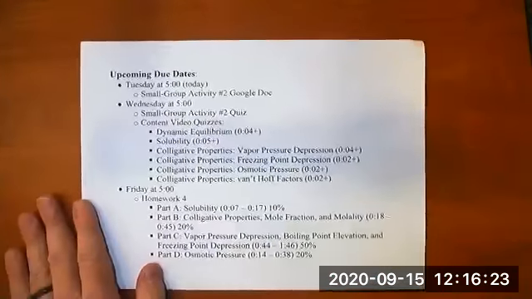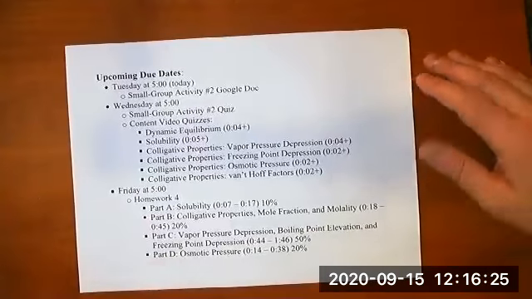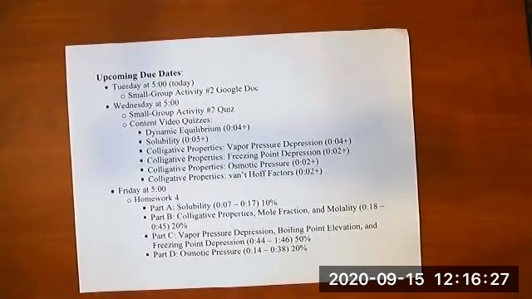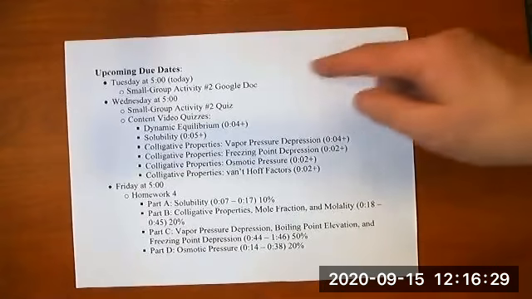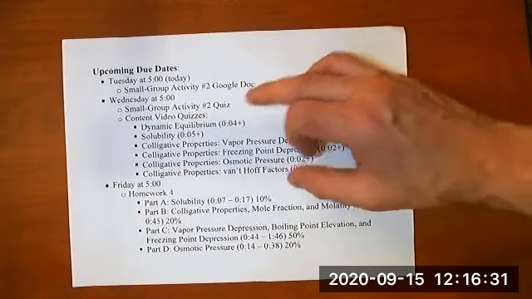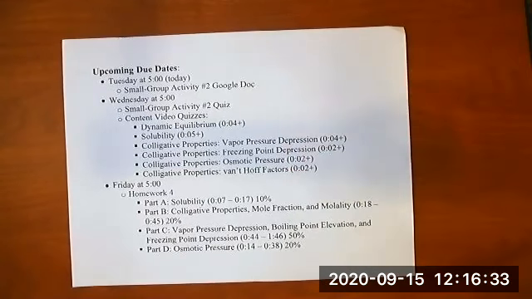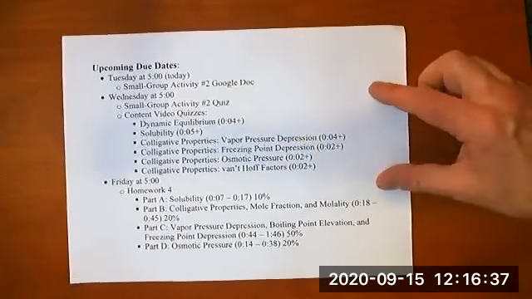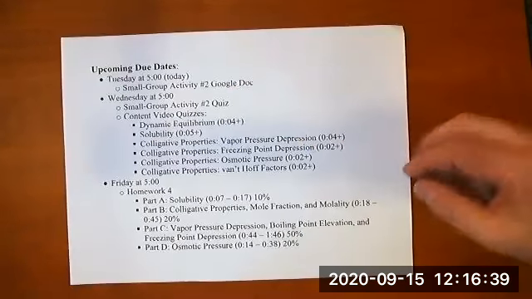So, actually, one other thing. Upcoming due dates I need to go over. Okay, so today is the small group activity number 2, the Google Doc portion. Tomorrow at 5 is the small group activity number 2 quiz. Remember to do that, because that's where the majority of the grading effort is going into that.